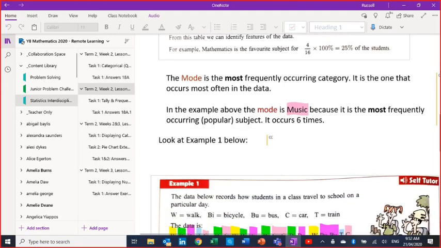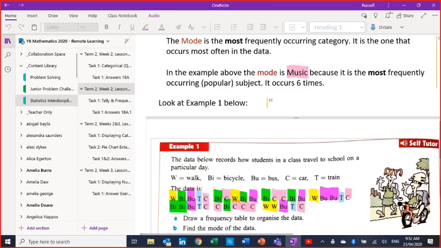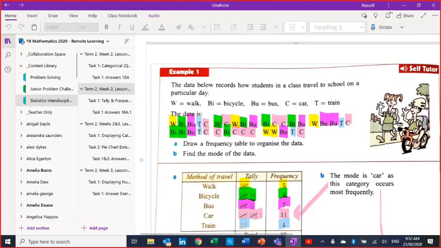And then finally, we talked about the mode. The mode is the frequency that occurs the most if there is one. And can you have more than one mode? Yes. There you go. Sounds good?